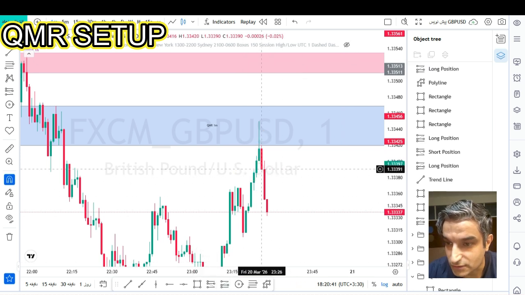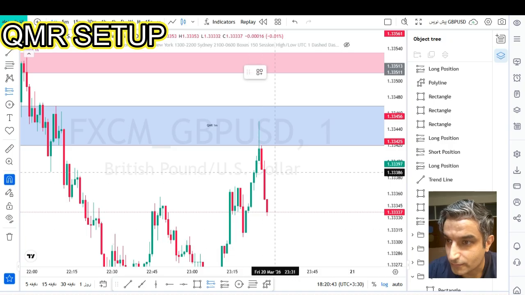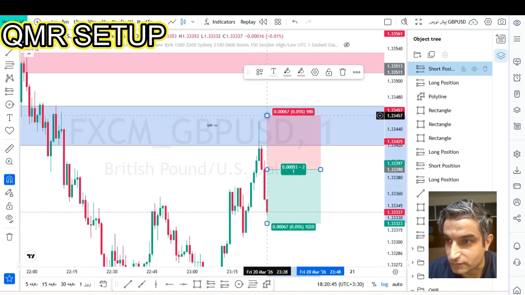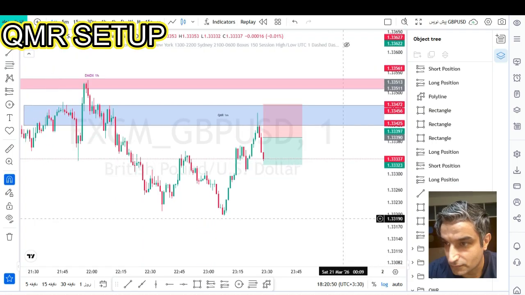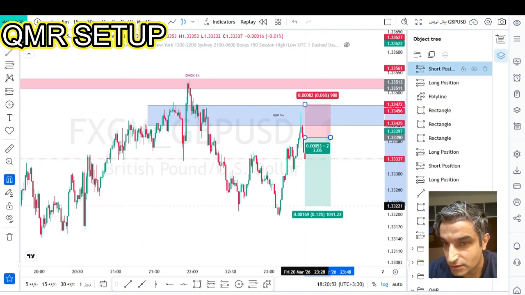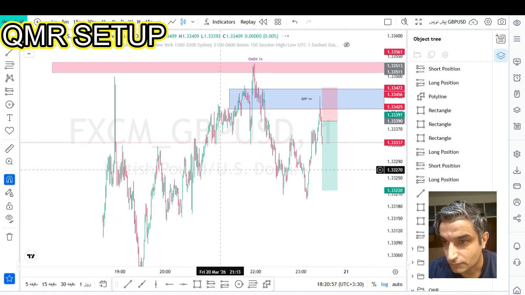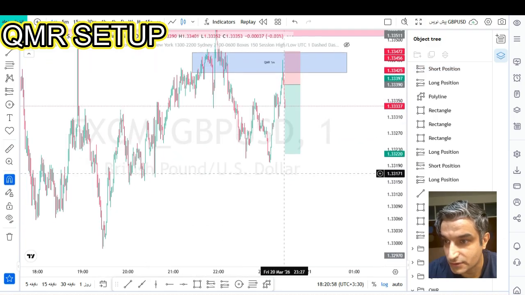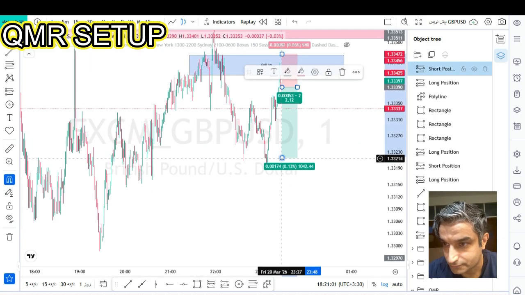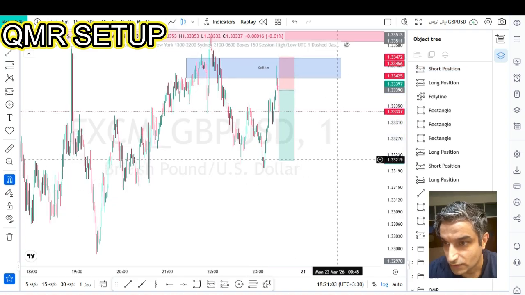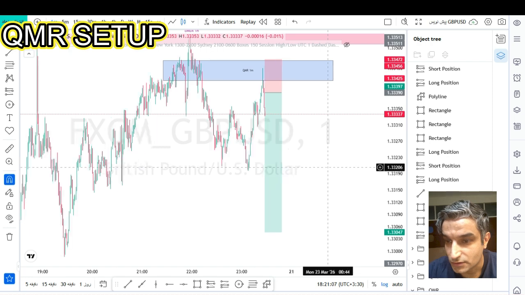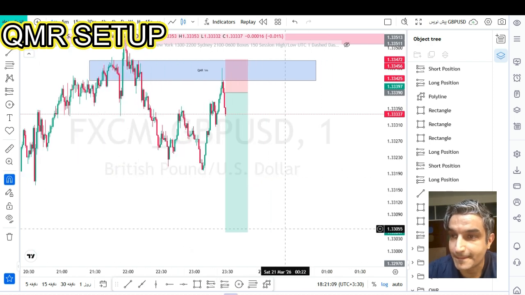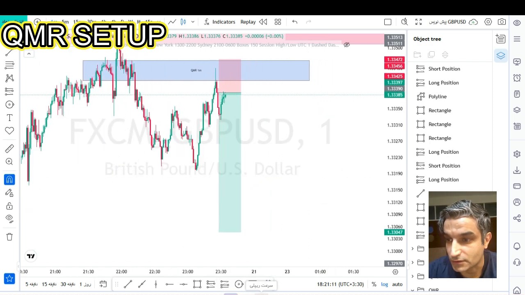After this candle closes, I put my stop loss above here and my TP at least here. It can be our first TP, and another one can be around here. Okay, let's see what will happen. Increase it.